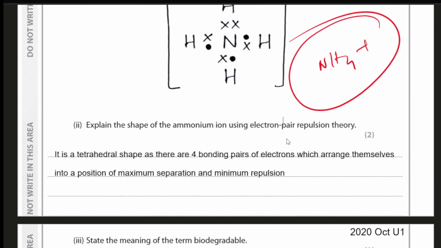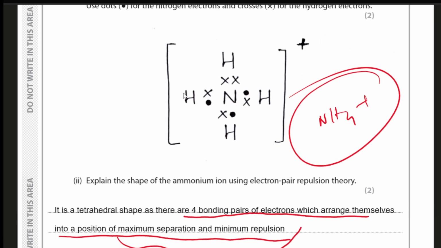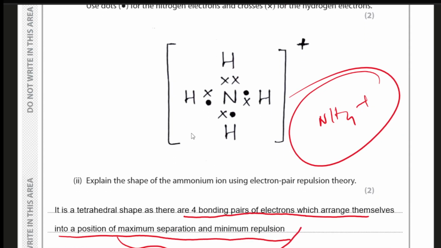Now again, explain the shape of the ammonium ion using electron pair repulsion theory. It will have a tetrahedral shape because there are four bonding pairs of electrons which arrange themselves into a position of maximum separation, minimum repulsion. A little while back we saw a justification question previously in the video. Whenever you write the electron pair repulsion theory, always add these two phrases, maximum separation and minimum repulsion, because these are the two mark scheme points which are consistent in each year. We saw it in 2021, we also saw it in 2022, and we are also seeing it in 2020. These are things you need to check if you want to utilize your marks during the main exam.